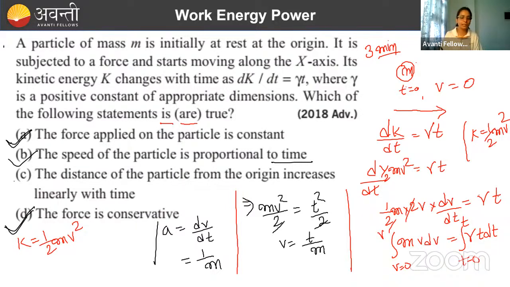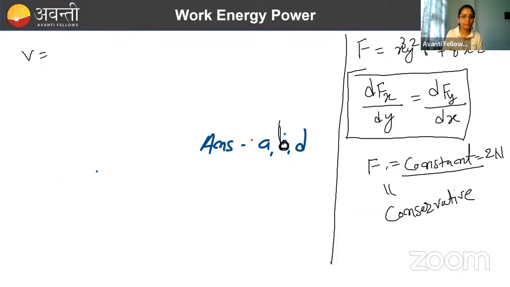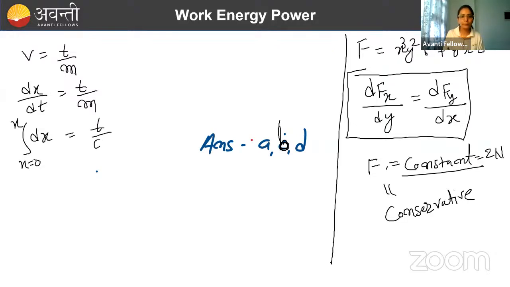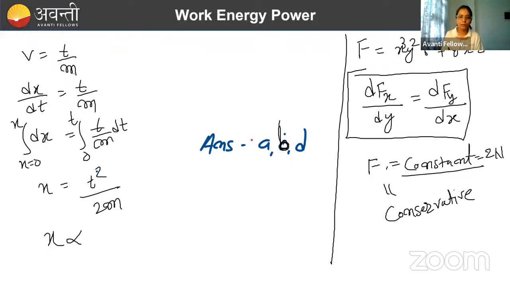So distance we have to check. The velocity was something like t by m. So this can be written as dx by dt equal to t by m. So dx equals t by m dt, with x initially 0 and initial time always 0. So x equals t square by 2m. So x is not changing linearly with time, it is changing non-linearly, because x is not directly proportional to time, it is directly proportional to t square.